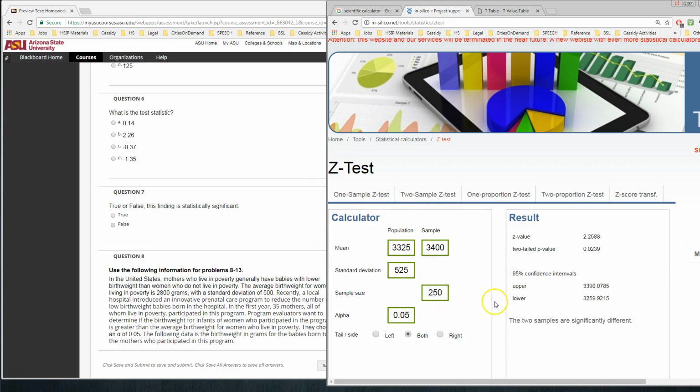My p-value of 0.0239 is lower than my significance level of 0.05. So that leads me to reject the null hypothesis and conclude that my test is statistically significant. If my p-value was greater than my level of significance, I would not reject the null hypothesis and I would conclude that it is not statistically significant. But here, because my p-value is lower, I would conclude that this is statistically significant.